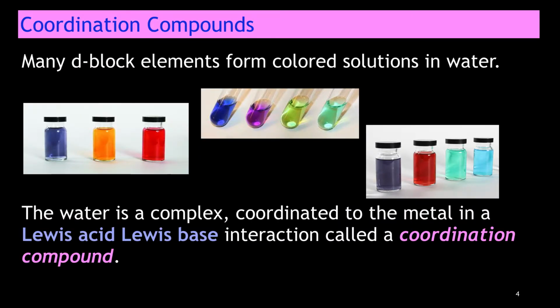D-block elements form beautiful colored solutions in water. The different colors stem from the different energies of the d orbital electrons. We will look further into this phenomenon, called crystal field theory, in the next lecture. When d-block elements form a coordination complex with water, the water acts as a Lewis base. Oxygen is donating a pair of electrons to the bond, and the metal acts as a Lewis acid, accepting the electrons in the bond. These bonds are called coordinate covalent bonds.